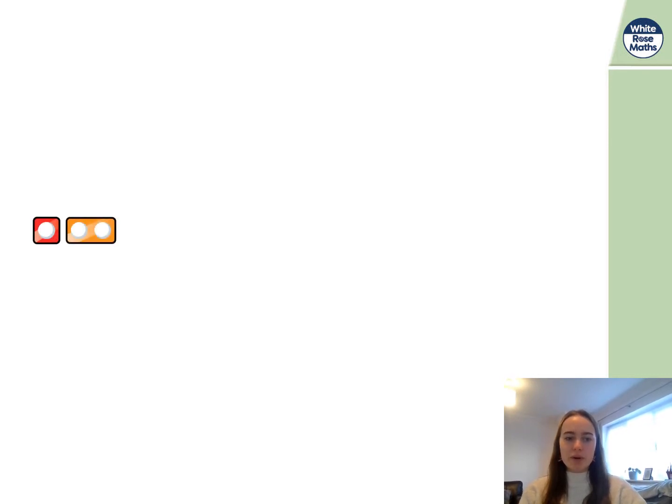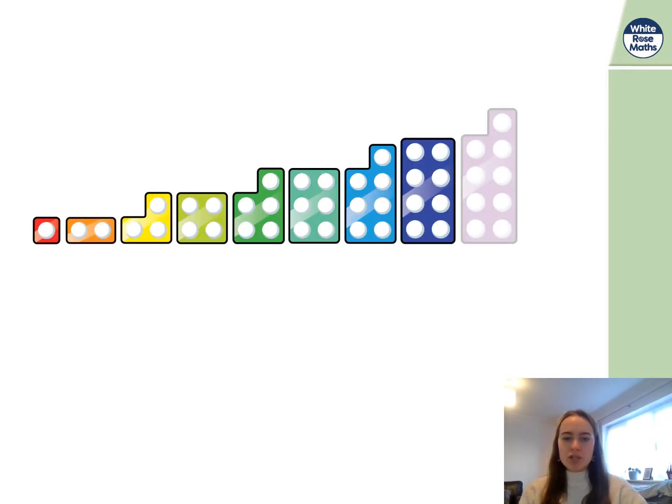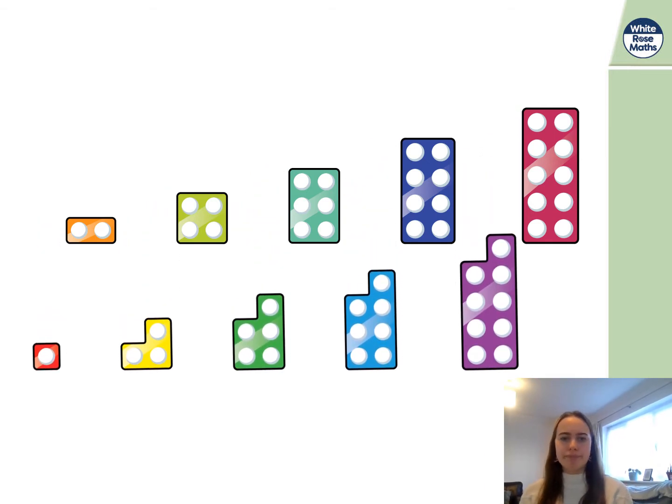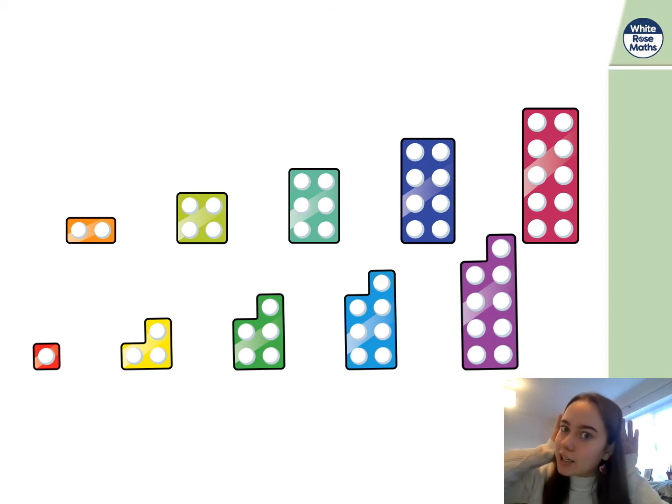So we've got our Numicon from 1 to 10. What do you notice about these Numicon, the ones that have just come down? Can you see they've all got an extra bit coming up? These are called odd numbers. Can you say odd numbers? Let me hear you. Well done.